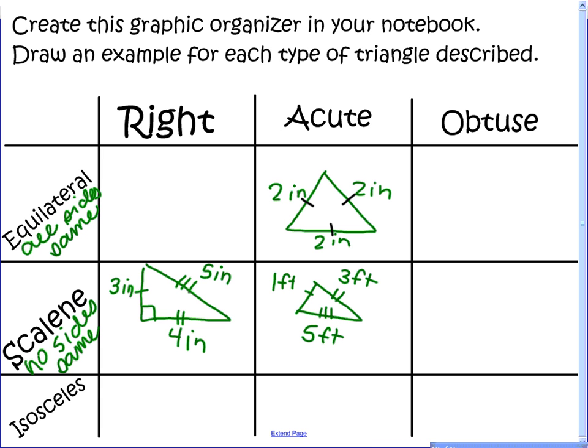Okay, can we do an obtuse scalene? Yes. Yep. Let's draw an obtuse scalene. So I can have a right, acute, and obtuse scalene triangle. They all work.